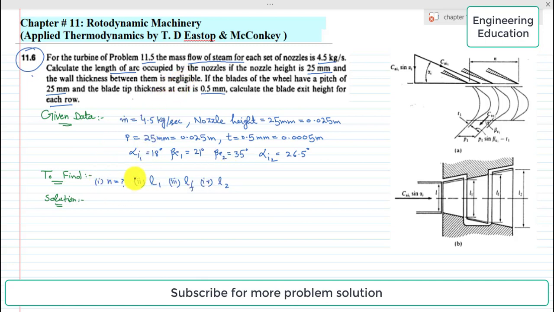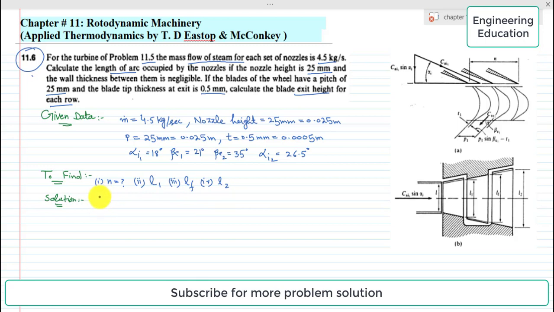We have to find four things. First, we will find the length of arc represented by N, and blade exit height for each row. For first row it is L1, and for fixed row it is LF, and for second row it is L2. So we will find N, L1, LF and L2.